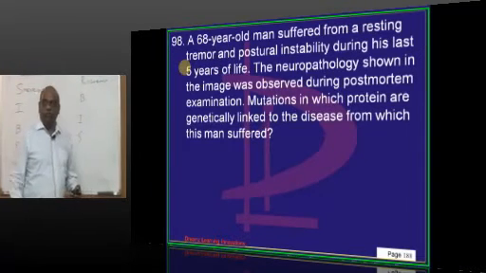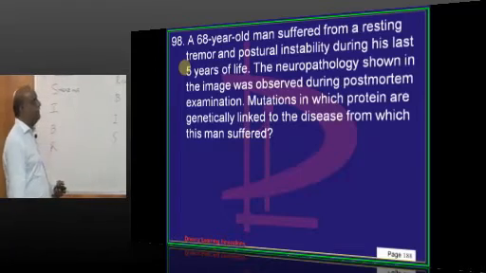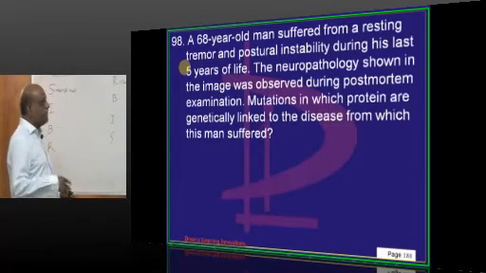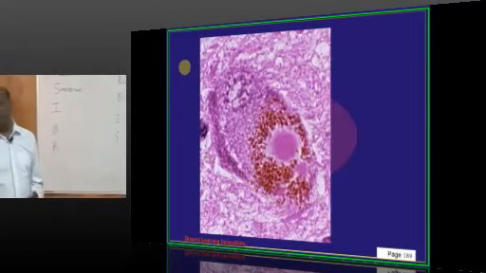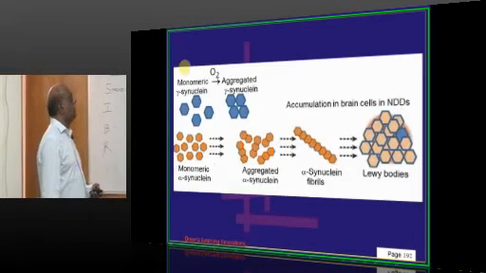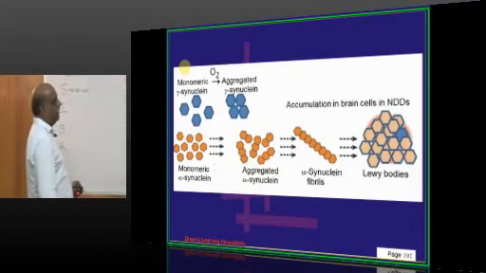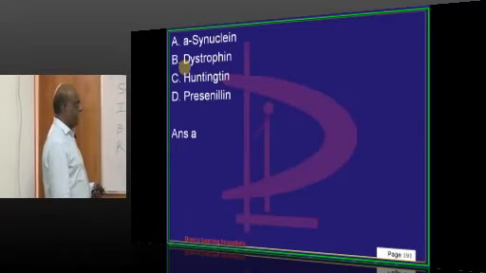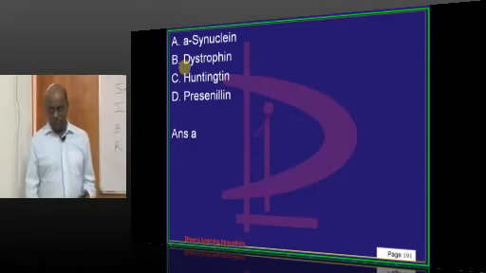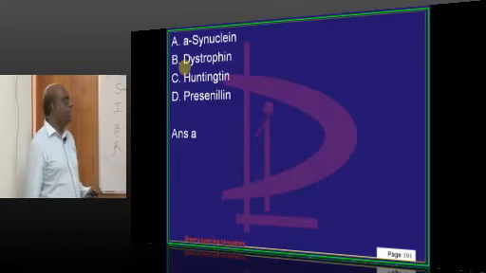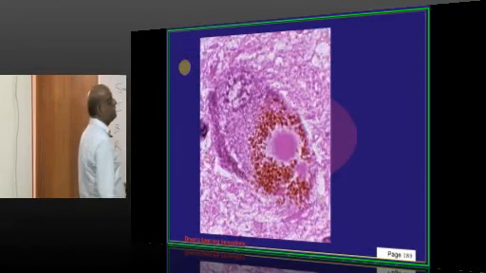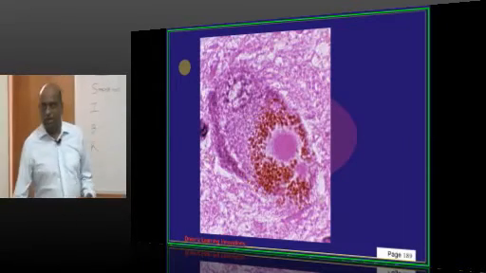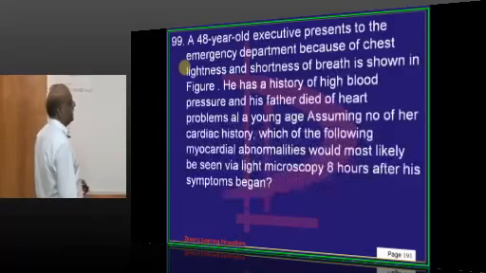A 68-year-old with postural instability and resting tremor, and the neuropathology has been shown to you. And mutations in which protein will lead to this condition of this patient? So, basically what you are seeing is a Lewy body, and alpha synuclein is the underlying factor responsible for the production of the Lewy bodies on histopathology, is what you have to basically appreciate.